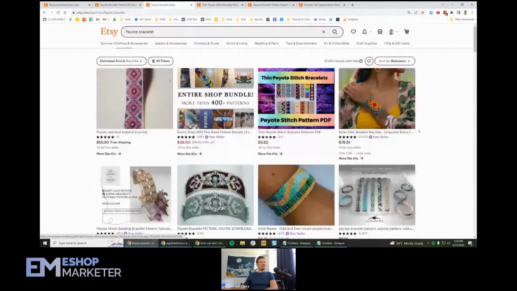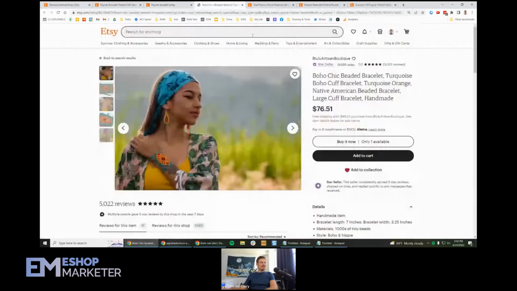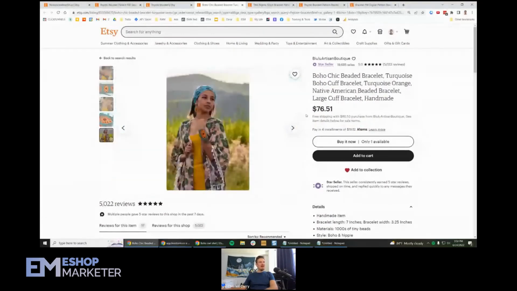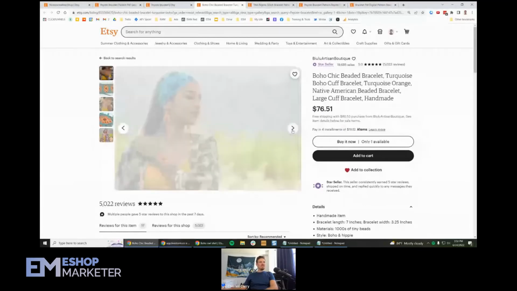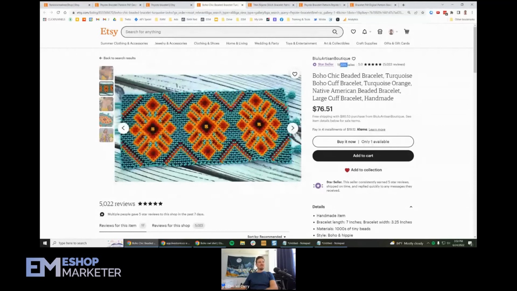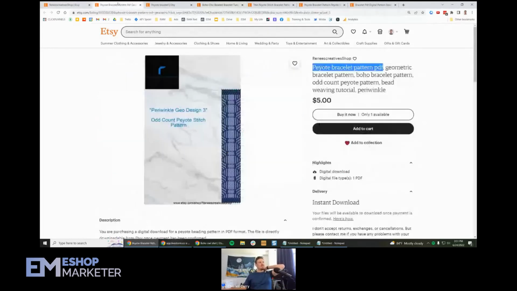Look at this one, $76, 76 bucks. And they're selling the bracelet. I don't even think it's the earrings. Is it the whole set or is it just the bracelet? $76. Look at that. So way more money. 19,000 sales. So my personal thought is you're doing a great job making these items.